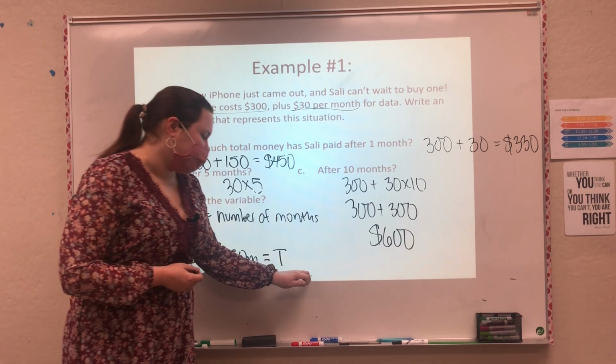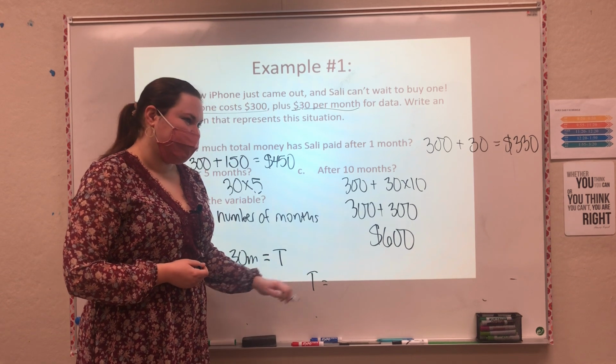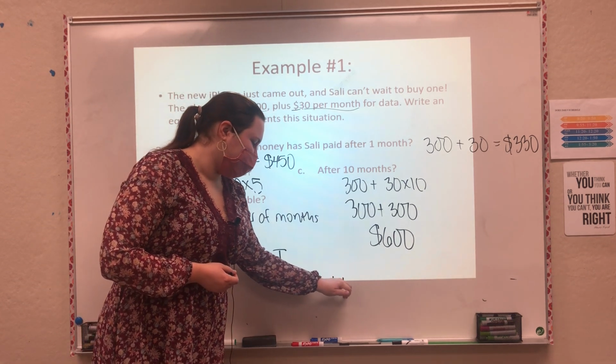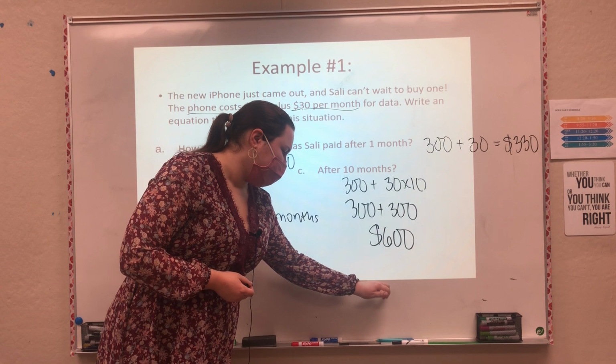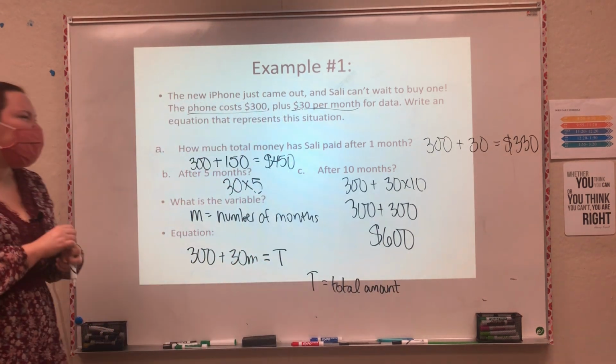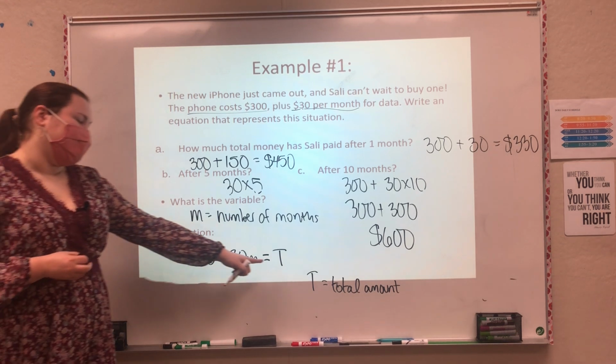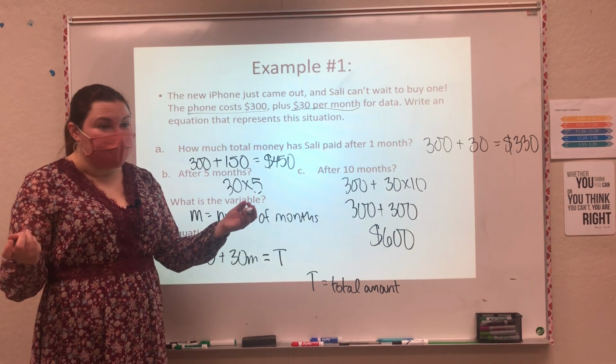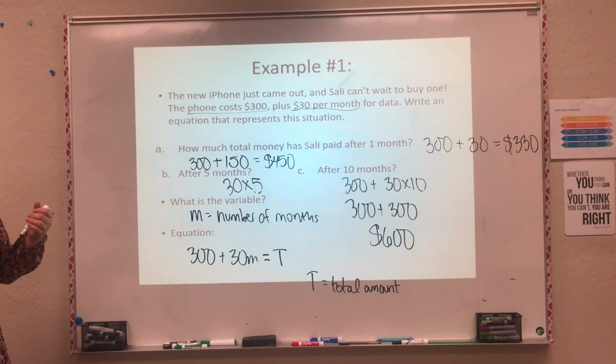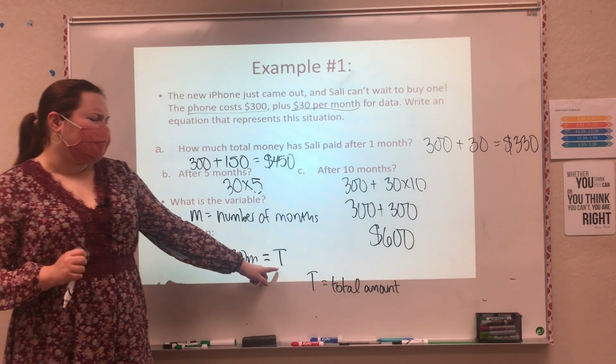And then I'm just going to write off to the side, T represents the total amount. You could say the total spent on the phone, the total amount of money Sully spends. You could have also used C if you wanted to say the total cost of the phone. There's one letter we could not use.